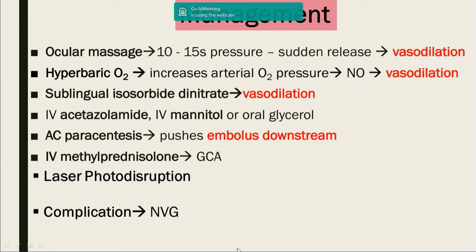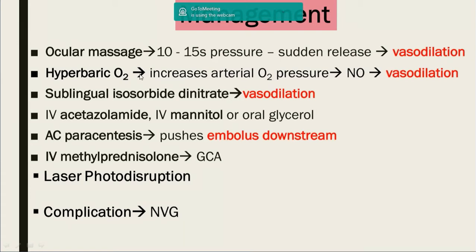So once you've done with diagnosing the patient of CRAO, how do you manage the case? However, there is no specific protocol that has been established for managing CRAO. There are multiple options that are present. You have to individualize to each case. You cannot go about giving all of the treatment options in one patient. You should try to establish the etiology and try to give the treatment in that direction. So ocular massage: you press on the eye for about 10 to 15 seconds and then do a sudden release. That will cause vasodilation in the eye. So you can try that.